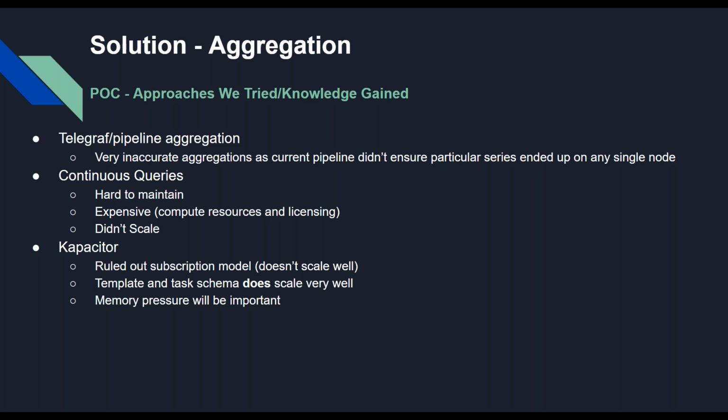And then early on, we started to notice that memory was likely going to be the biggest pain point for us in terms of moving to a Kapacitor-based aggregation system. As we noticed, the longer you were holding on to the raw data, the more your memory utilization would grow quickly, depending on the number of series within a particular measurement.